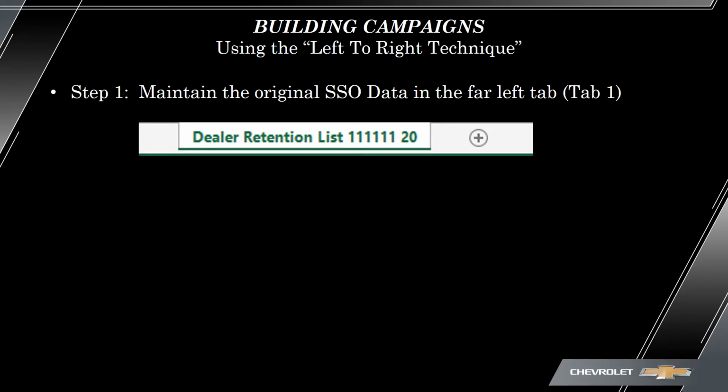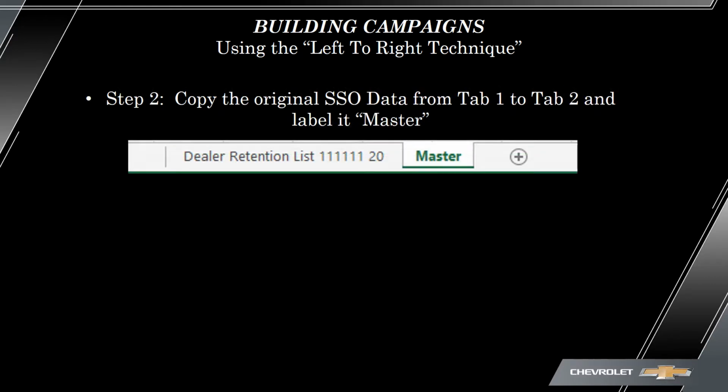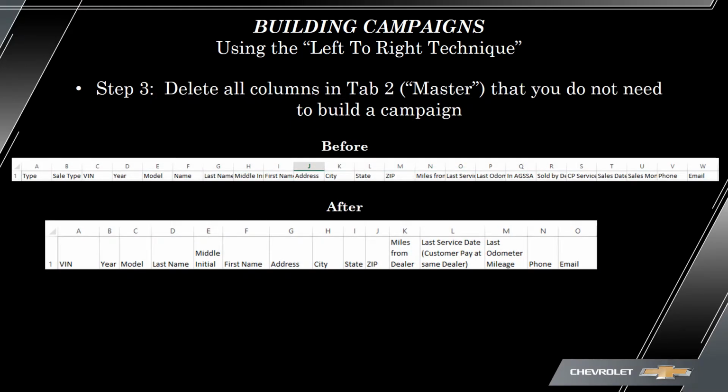And now it's time to build campaigns using the left to right technique. Step 1, maintain the original SSO data in the far left tab, tab 1. Step 2, copy that original SSO data from tab 1 to tab 2 and label it master. The next step is to delete all columns in tab 2, the master copy, that you do not need to build a campaign.